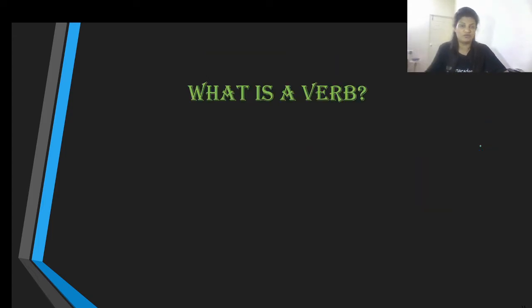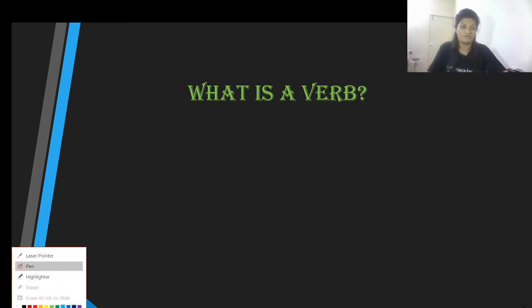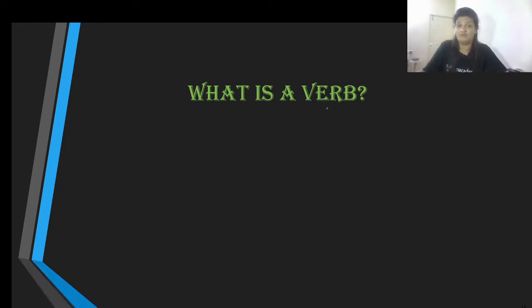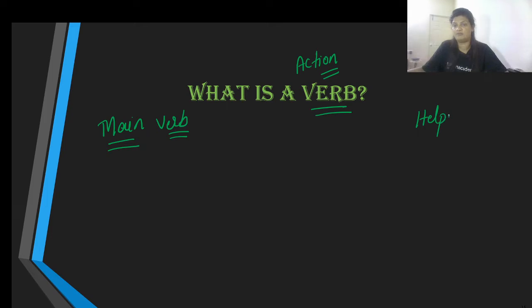Now let us move further. What is a verb? A verb is actually an action word. A verb is an action word that denotes an action in a statement. We have two different types of verbs. Number one being main verbs. Number two being auxiliaries, or we call them helping verbs. Helping verbs or auxiliaries. Well, what are they?